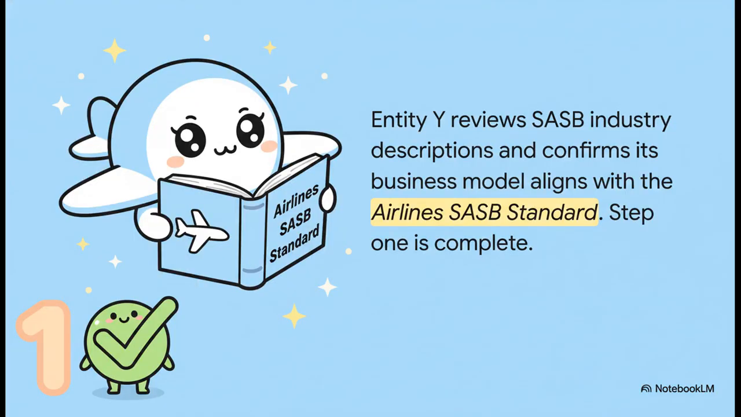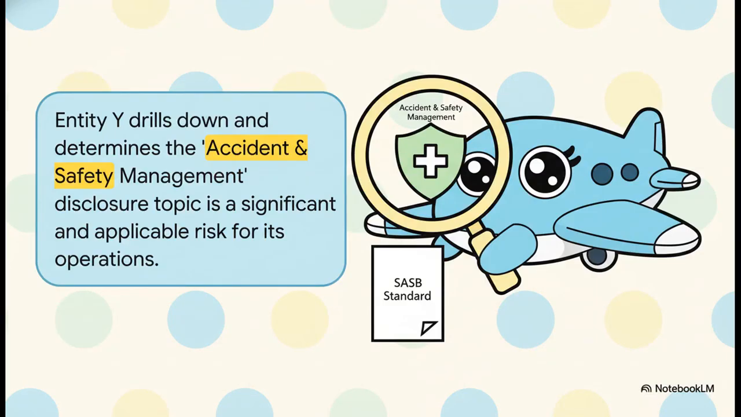So, following that four-step process we just talked about, Entity Y first needs to identify its industry. It looks through the SASB industry descriptions and, not surprisingly, its business model aligns perfectly with the airline's SASB standard. Step 1, done. Easy enough. Next step, Entity Y needs to dig a little deeper into that standard. It reviews the disclosure topics, and given the nature of its business, it determines that accident and safety management is a really significant and applicable topic. This makes total sense, right? It's a material risk for any airline, and SASB helps them formally identify it.